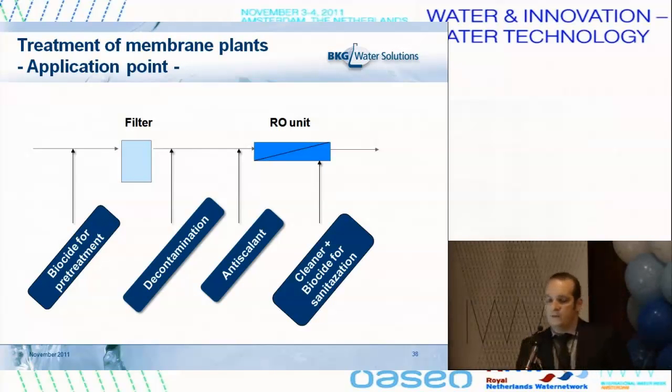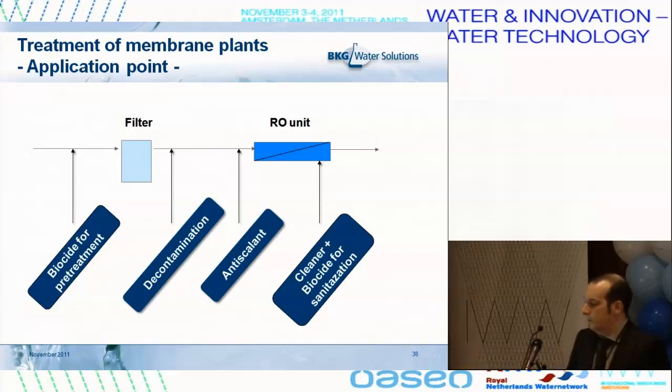Dosing points for this chemistry: first of all, the biocide for the pre-treatment at the beginning, before the filter, and if you are using an oxidizing biocide, you add at that point the decontamination agent, to reduce again the oxidizing potential in order to avoid damage to the reverse osmosis membrane. The antiscalant is dosed before the RO unit, and inside of the modules you use cleaner or biocides for the sanitization of the membranes.